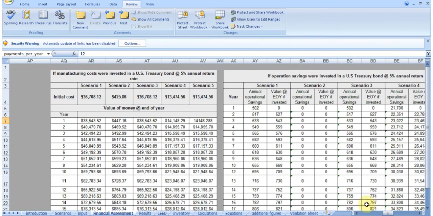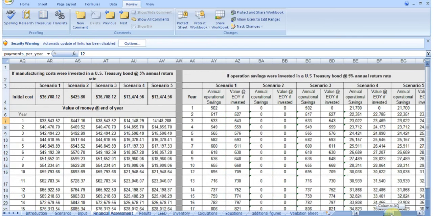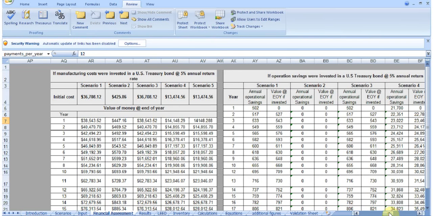Some other options within the financial assessment sheet. These charts outline if you were to invest money in a 5% annual return rate U.S. Treasury bond. This first chart focuses on manufacturing costs and foregoing any of the technologies mentioned. This chart goes to say if you were to instead take the money you were to be spending on these decentralized technologies and alternatives, what would you get back from investment?